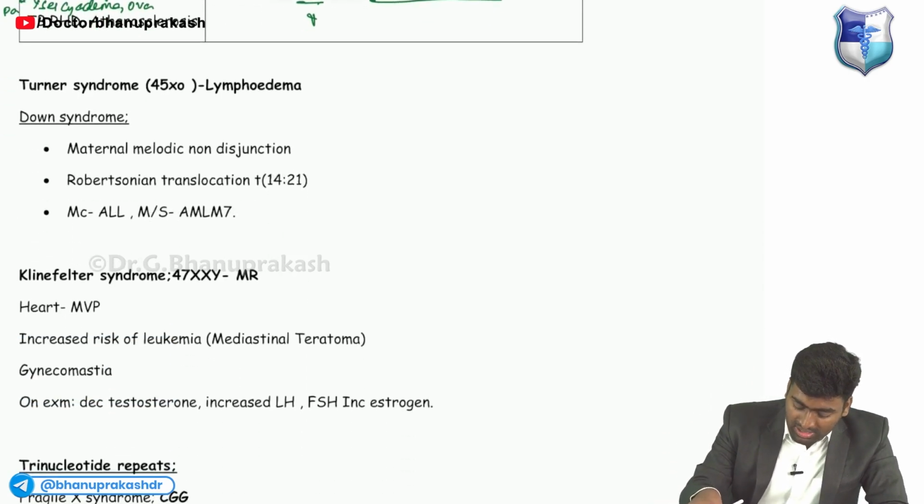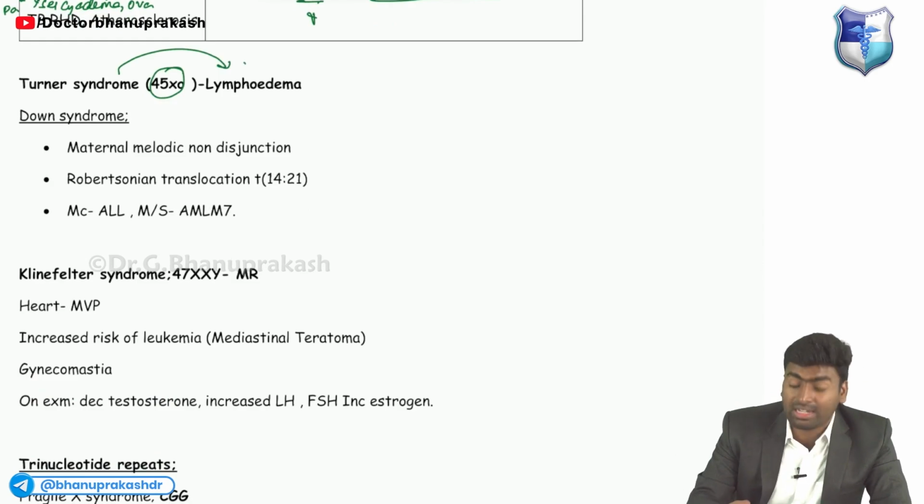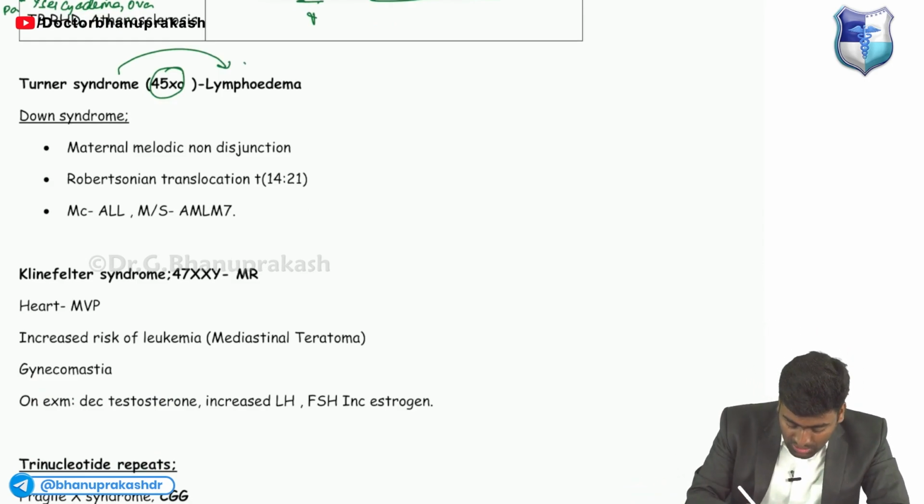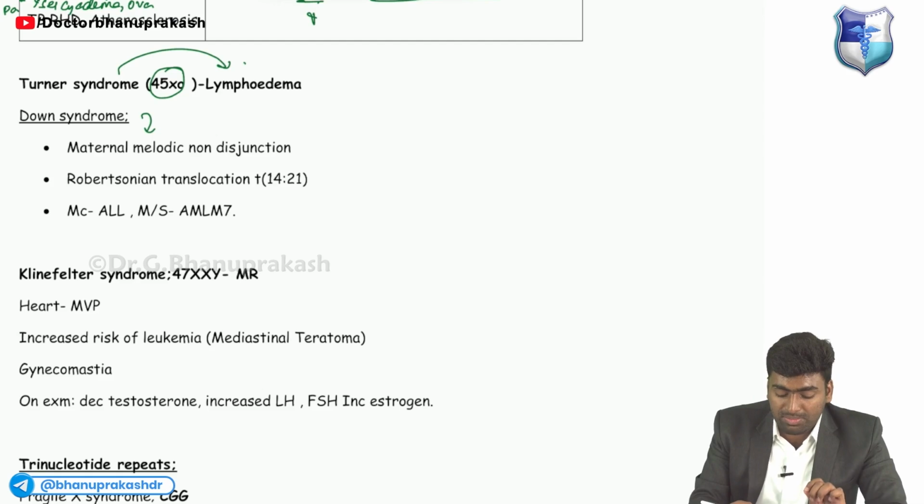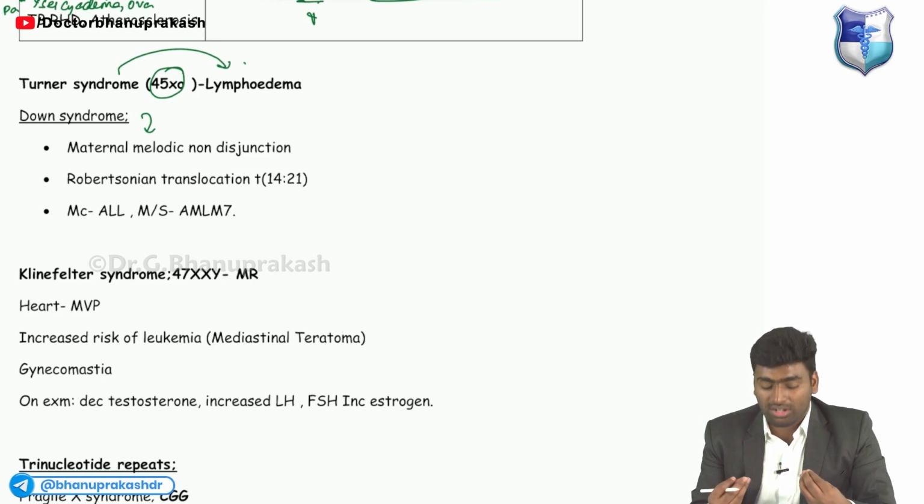Okay. Then Turner syndrome, there will be 45XO and there will be features of lymphedema, swelling around the neck. Then Down syndrome. It happens because of meiotic non-disjunction. For calcium, we'll use the most common stain, which is the von Kossa stain.